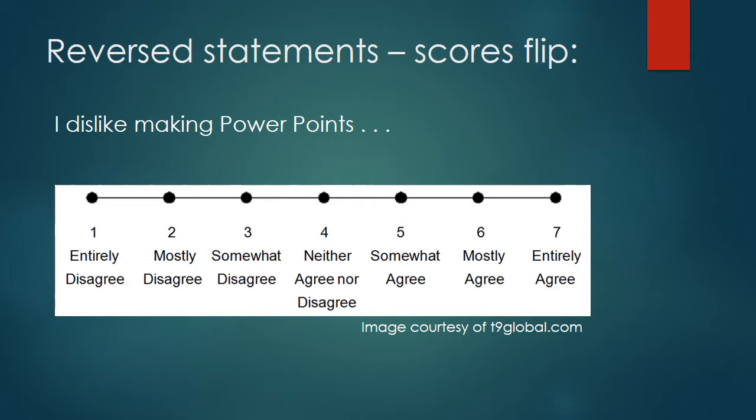Included in Likert scales often are reversed statements, and these are put in there to make sure the respondents are paying attention and they're not just going down a column and putting mostly agree, mostly agree, mostly agree. So here you see the reverse statement of the previous one. I dislike making PowerPoints. So I mostly disagree with that statement. And so you would want to build something in your analytical software that would reverse that score and make it a corresponding 6 to make that equate, because it is a negative statement and it's oppositely worded.